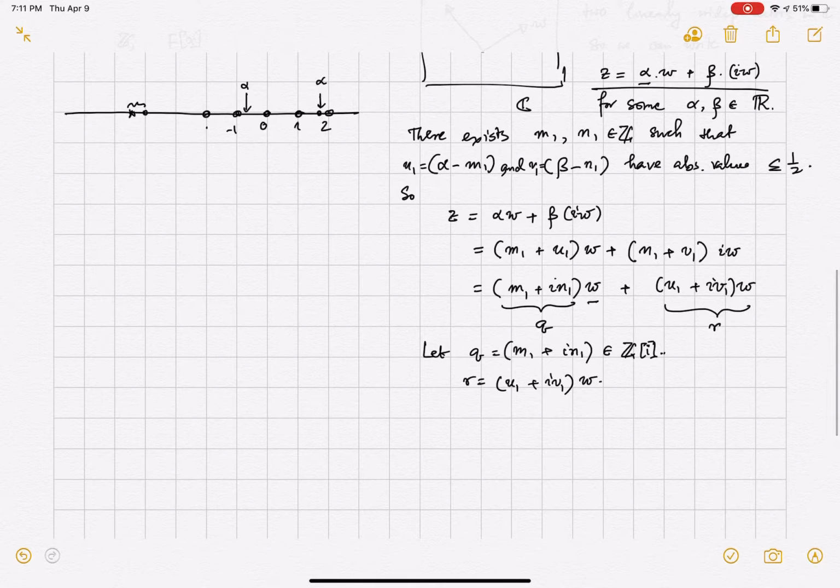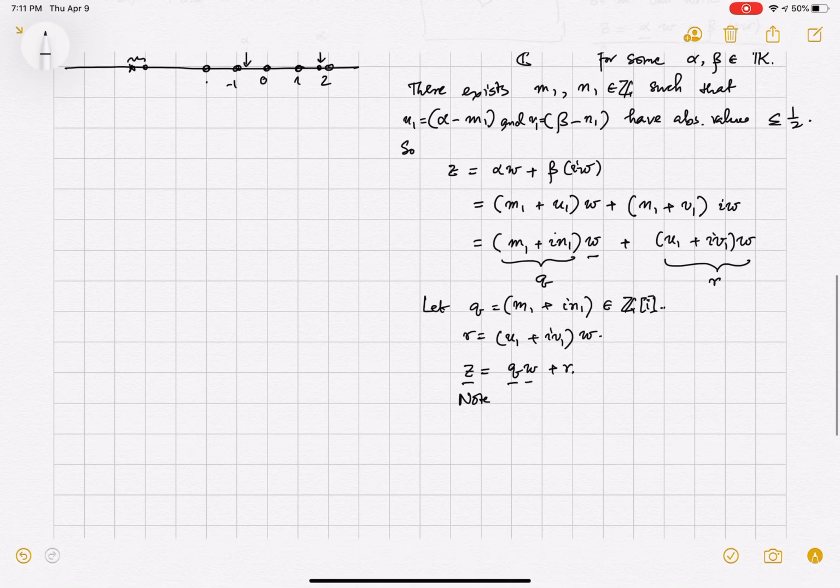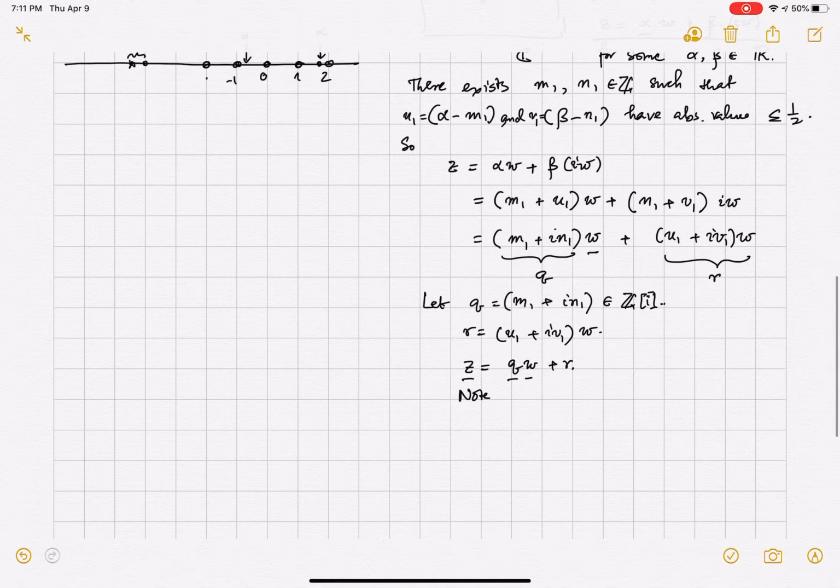So now I have written z equal to qw plus r. And since z, q, w are all in Z[i], so is r. Note r is equal to, because to begin with these were, who knows, we chose real numbers, r is z minus qw, and this is in Z[i] again, because z is in Z[i], w is in Z[i], q is in Z[i], and Z[i] is a ring.